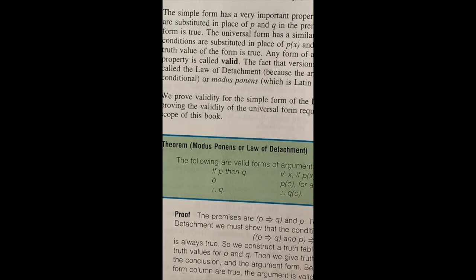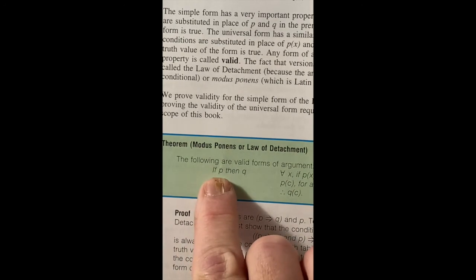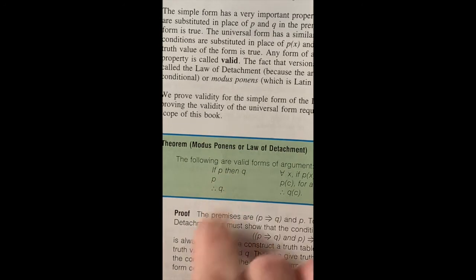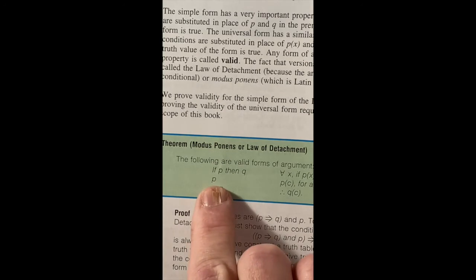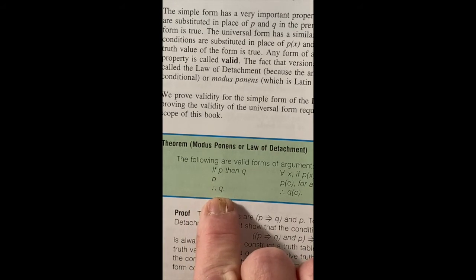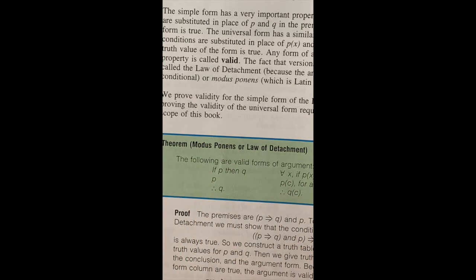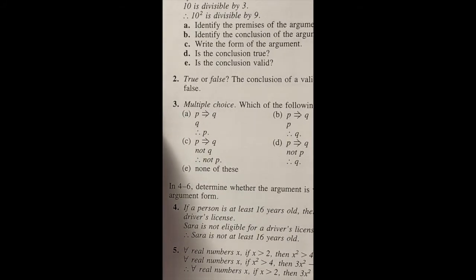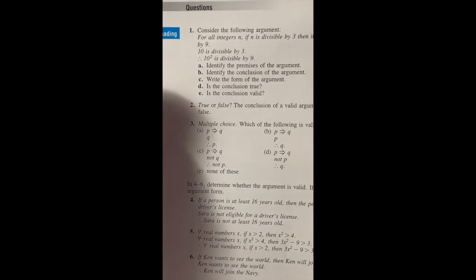Right. If P, then Q. In that case it was: if it's divisible by 3, then the square is divisible by 9. And P is 10 is divisible by 3. And therefore, 10 squared is divisible by 9. So this is what that form would look like. Is the conclusion true? Well, no. 100 is not divisible by 9.